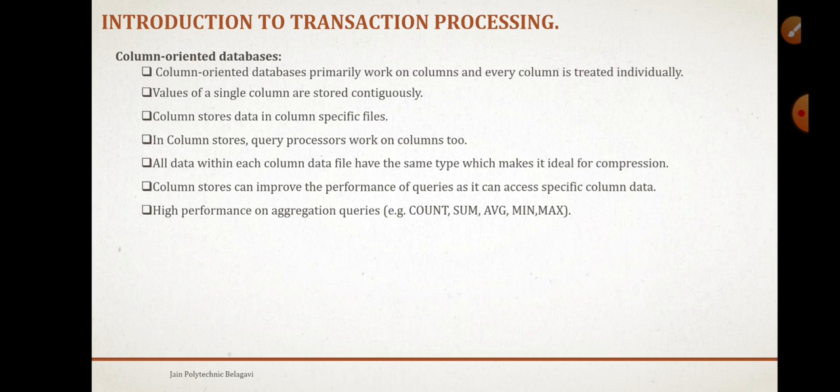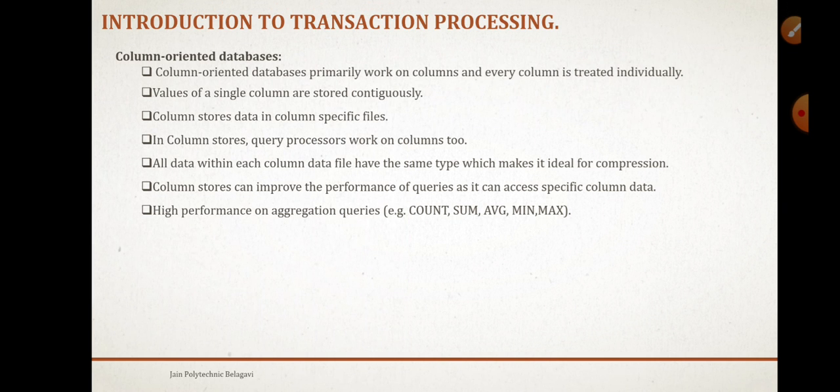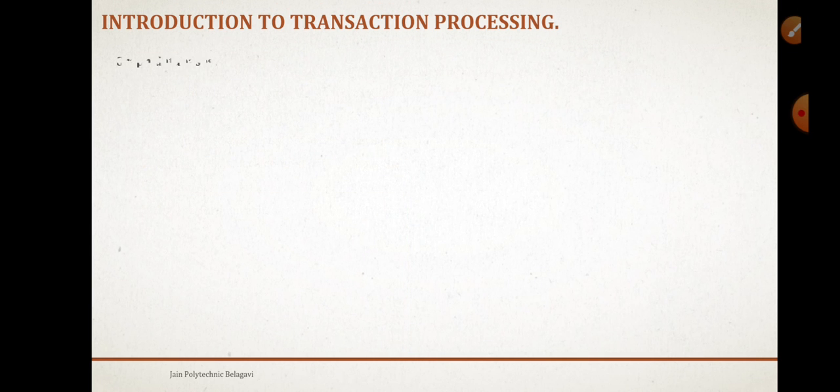Compression. Column stores can improve the performance of queries as they can access specific column data. High performance on aggregation queries, like for example count, sum, average, minimum, and max. So let's see this is a column store. So here again the database has tables supplier and order. So here ID, name, address, city, country, order number. So here we store in a column store.